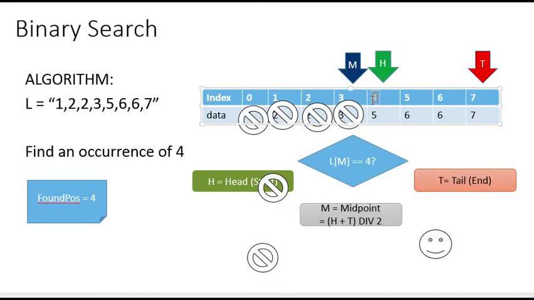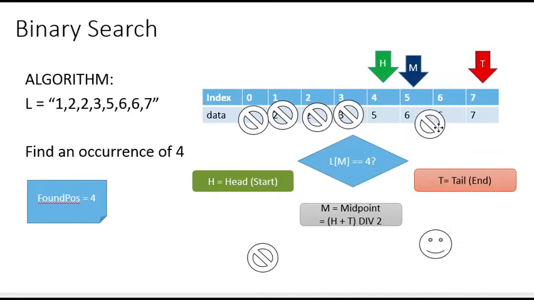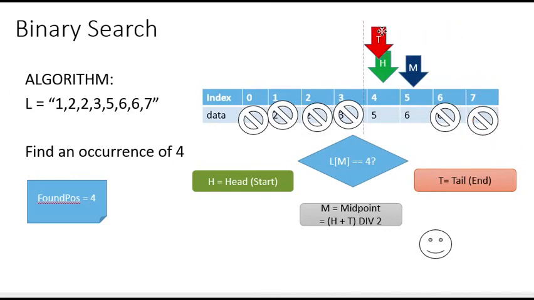The midpoint would now be calculated as 4 plus 7 is 11. 11 div 2 is roughly 5. So the midpoint would now move to the 5. And I'll be asking, is L5 equal to 4? The answer is no, it's not. And also I would know that 6 is bigger than 4. So that in turn would mean that I could dismiss everything to the right of the midpoint, just like I could dismiss everything to the left. So the tail would now have to move to point to there. And I can also dismiss this one because it's not equal to what I'm looking for.